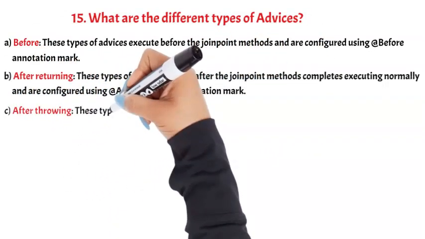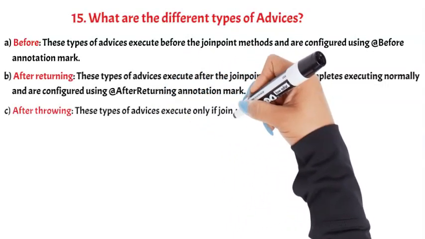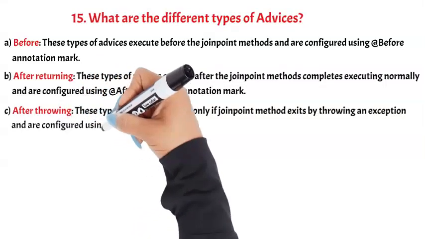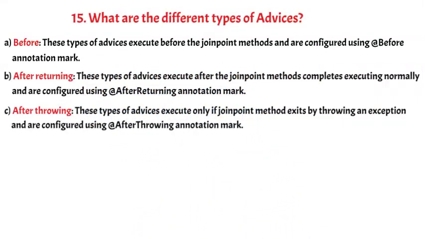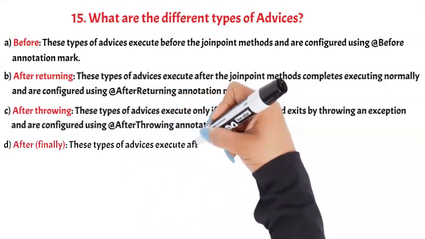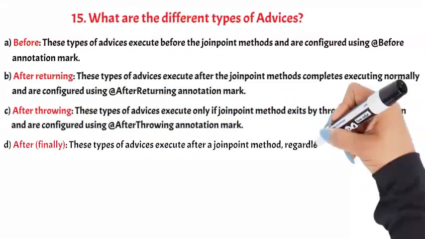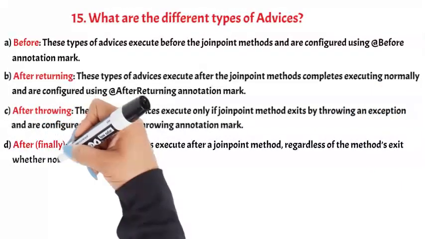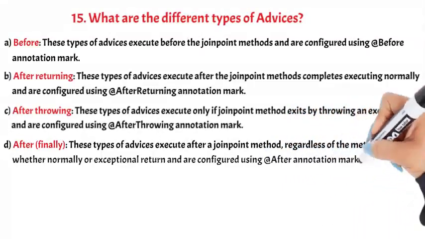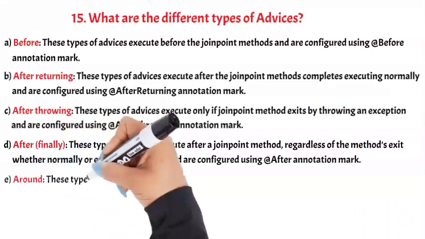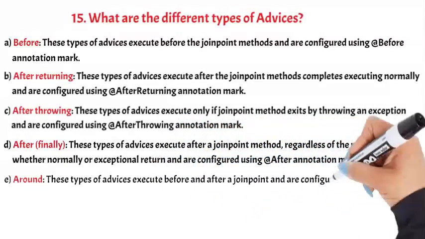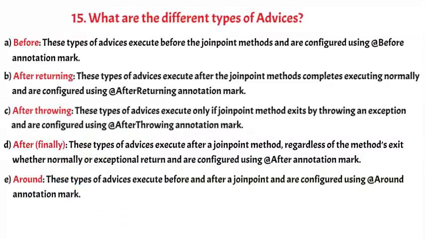C. After throwing. These types of advices execute only if the join point method exits by throwing an exception and are configured using @AfterThrowing annotation. D. After finally. These types of advices execute after a join point method, regardless of the method's exit, whether normal or exceptional return, and are configured using @After annotation. E. Around. These types of advices execute before and after the join point and are configured using @Around annotation.